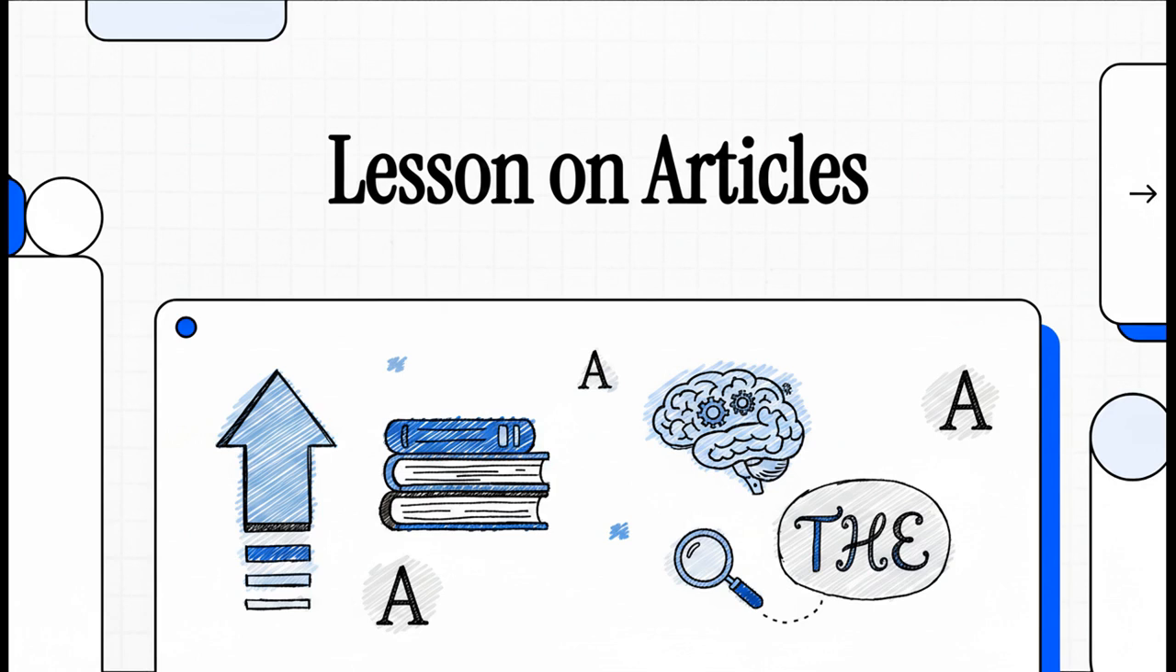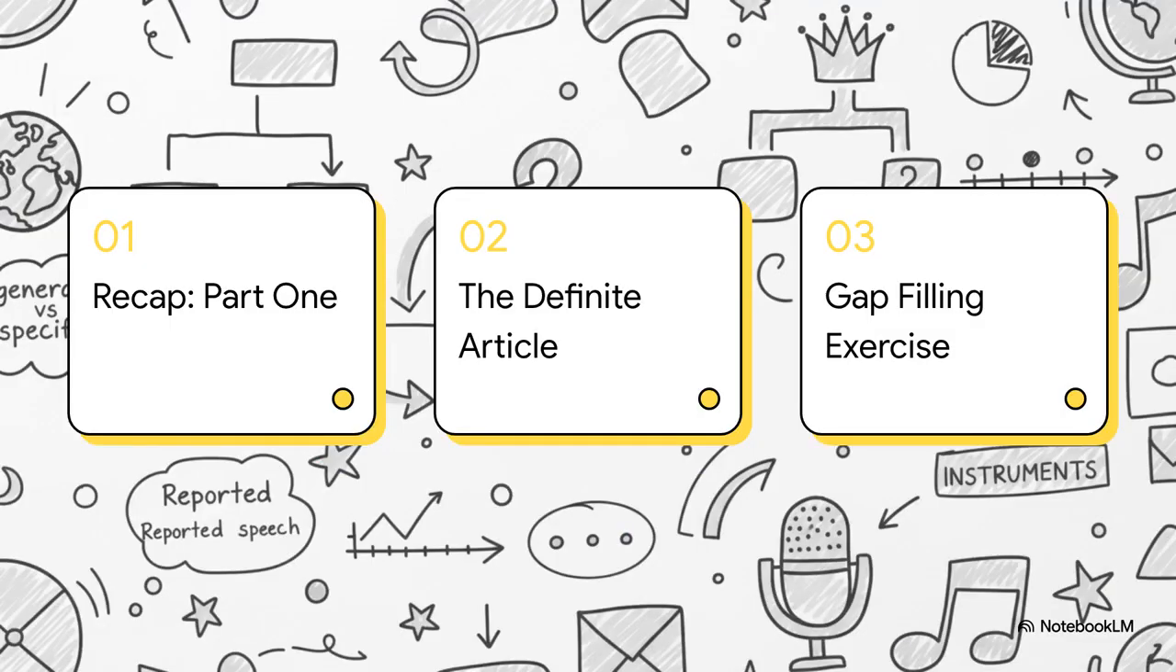She's tackling what is arguably one of the trickiest, most hair-pulling aspects of the entire English language, articles. Let's see exactly how she sets the stage for true advanced mastery of the definite article. We've got a very clear three-part agenda to get us there today.